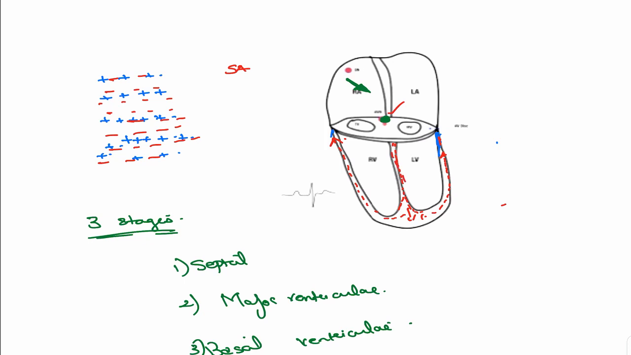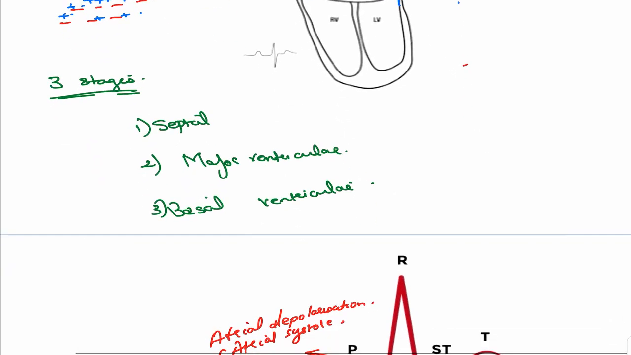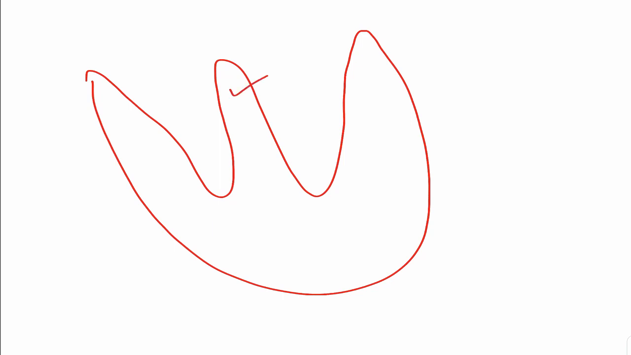Let us see what happens to the vector. Once the AV node depolarizes, the ventricular septum starts depolarizing. How do the ventricles depolarize? I'll just draw the septum alone. If I take this as the ventricle separately, this is the ventricular septum, this is the major ventricular portion. So this is 1, the septum, 2 is the major ventricular, and 3 is the basal portion.